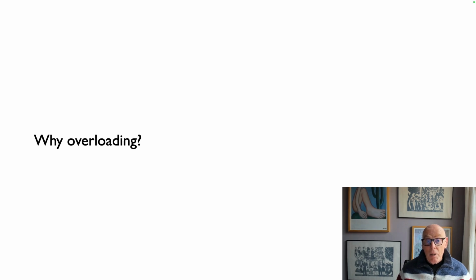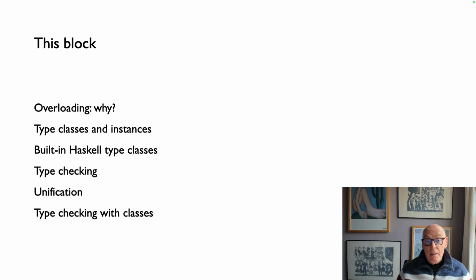I want to start this block by explaining why we want to do overloading in Haskell. And that's in the context of a discussion about type classes and instances, which is the mechanism we use to support overloading. And then I want to talk about the built-in types and type classes that Haskell comes with. So many of the basic types are bound up with a fairly complicated set of type classes, and they're interrelated to each other, built on each other.